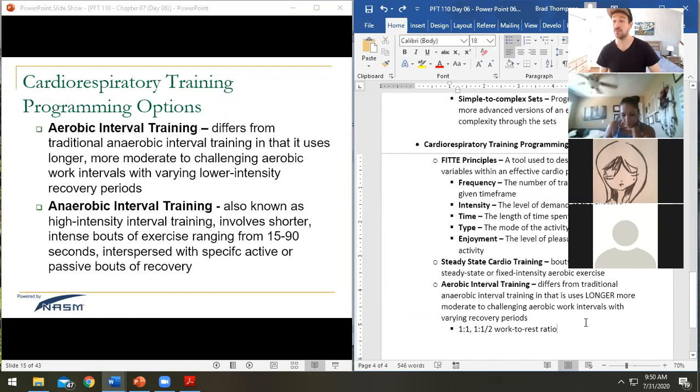That's fine. So that's a really good example there. You're not taking very much rest. You're resting, but it's very, very limited. So it ends up pushing your aerobic system.